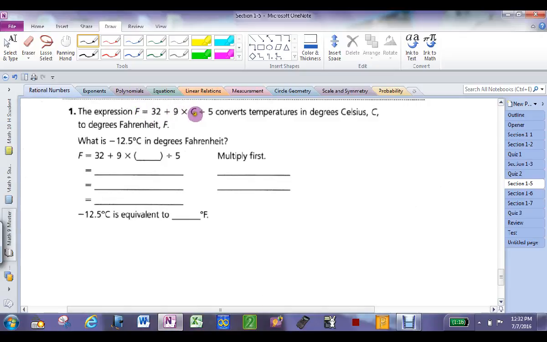Okay, notice here I've changed it around. Now we're finding Fahrenheit when we know Celsius. Please notice it's a different formula. Fill it in. Tell me what the answer is.